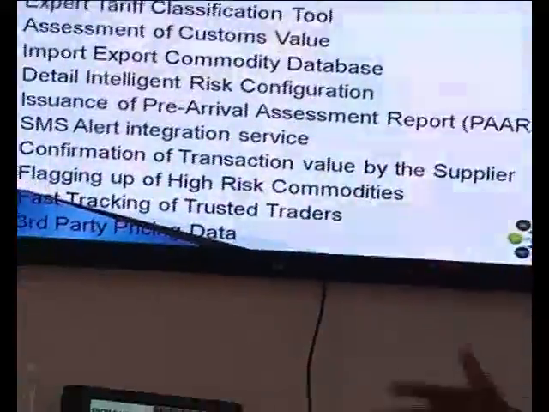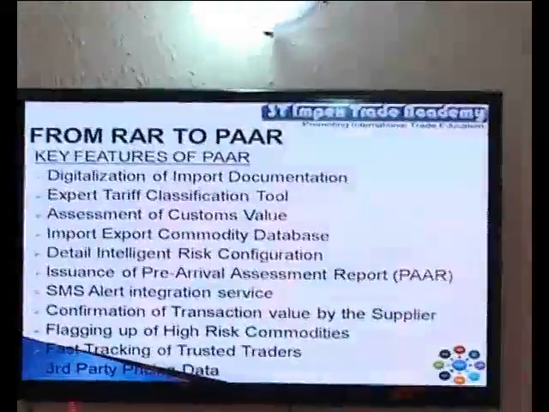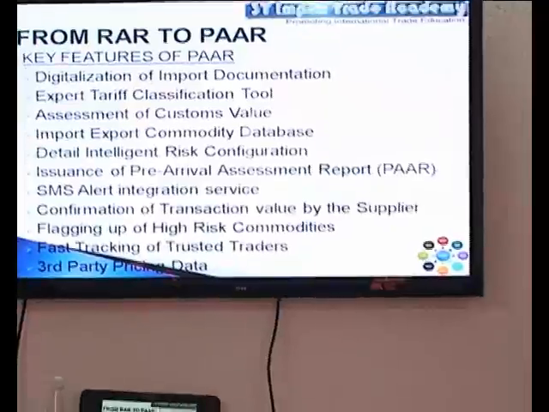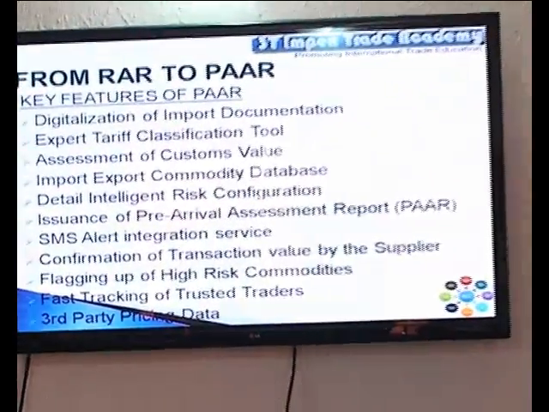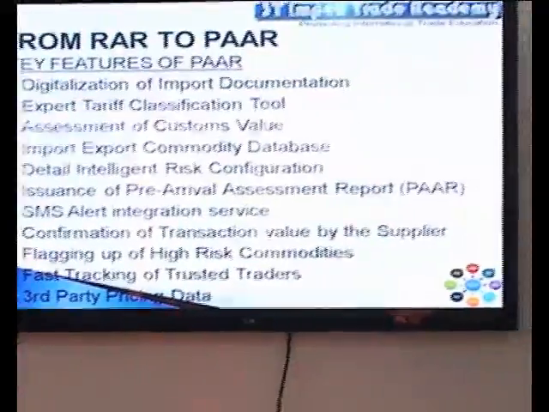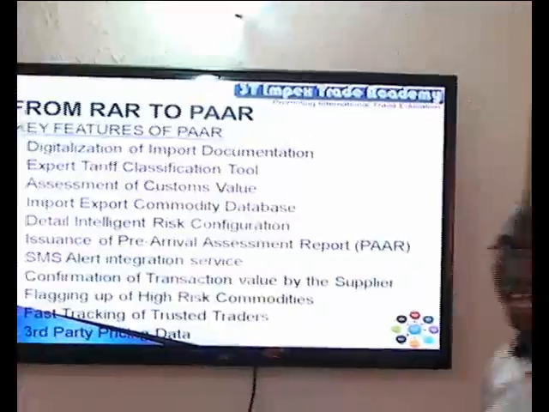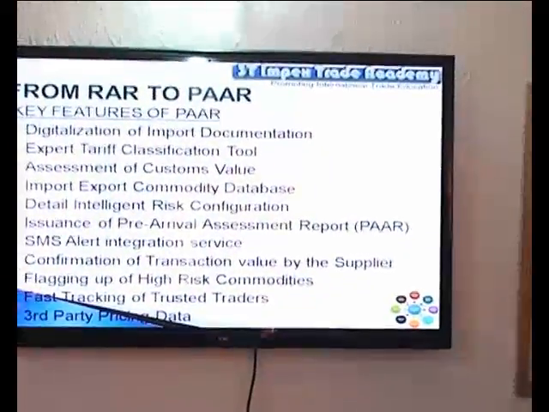Customs do call these people to get the value of the goods you are bringing in. Now, flagging of high risk commodities. That's the one that is on red. Fast track of trusted traders. Those are the green people. Third party pricing data. Even if there is a conspiracy between the importer and the supplier, and when they call the supplier, he still quotes the same price.